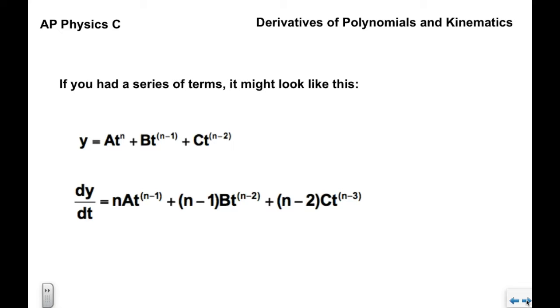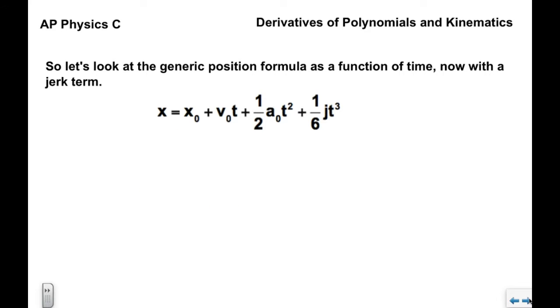Each of those terms gets its own derivative. It gets differentiated independently. We have dy/dt. Here is the first term's derivative. We take the n out front, times a times t to the n minus 1, plus we take this exponent n minus 1, move it out front, times b, carry the coefficient along with it, times t to the 1 less, n minus 2, and then we move this n minus 2 out front, times c, t to the n minus 3. You can see how the progression works.